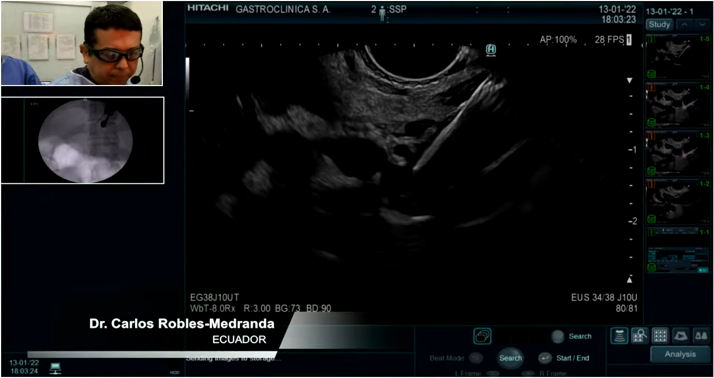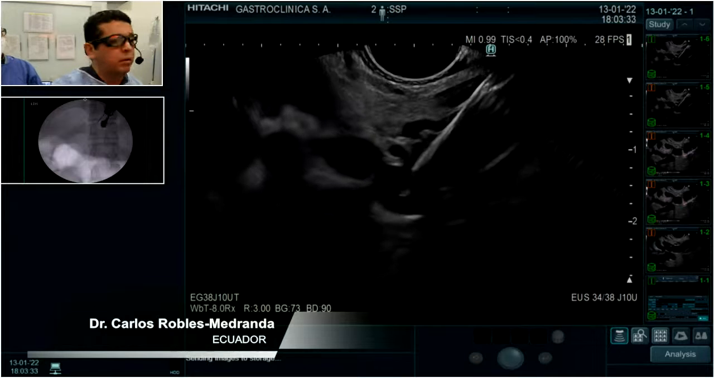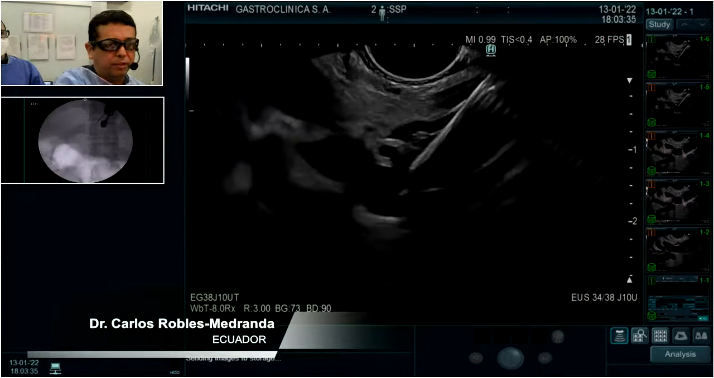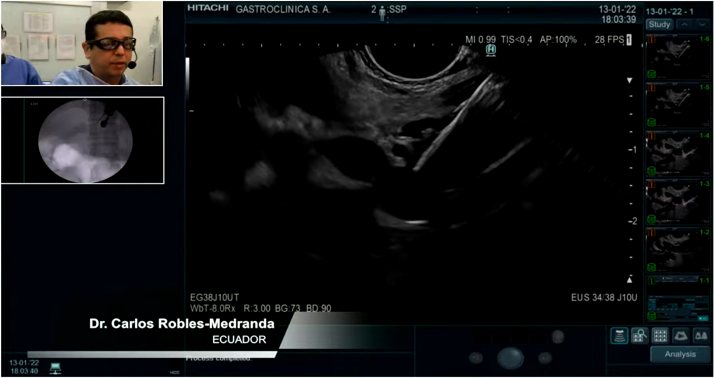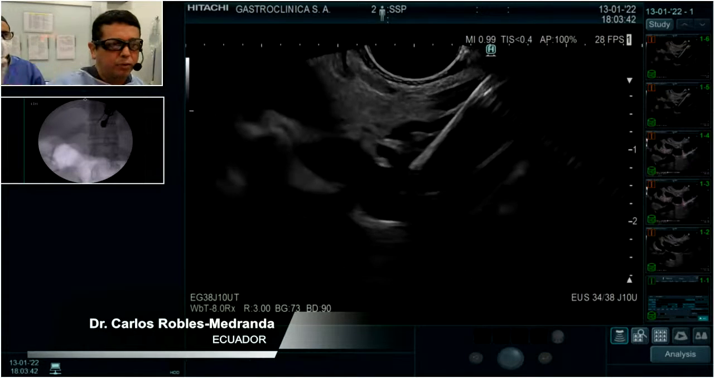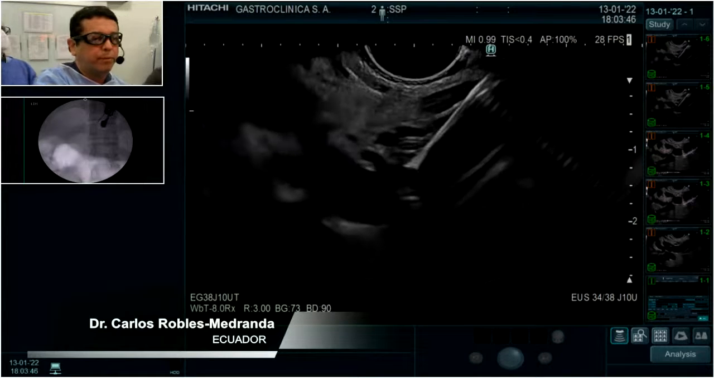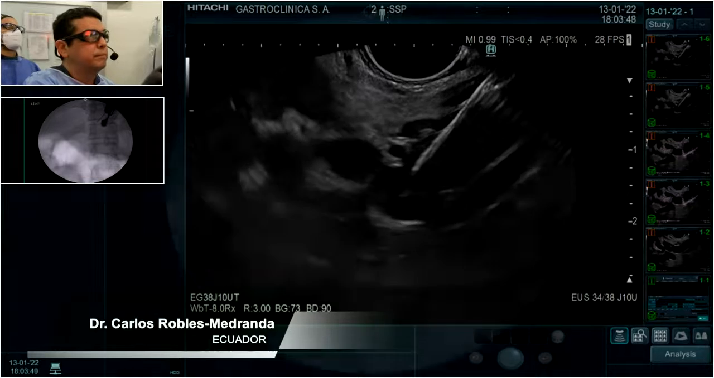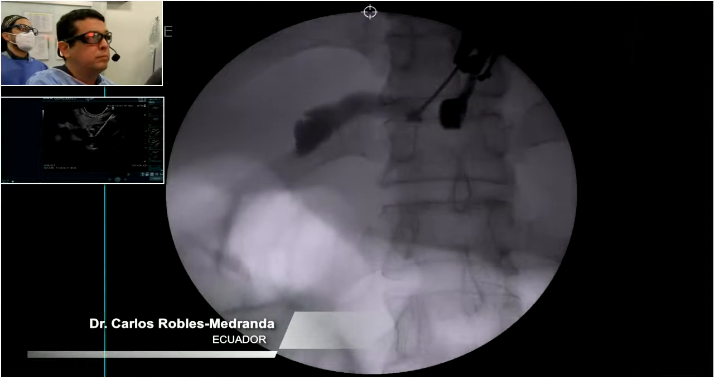So the distal part of this needle is very well observed. You can see here, huh? It's very, very good. I like it. So now I will flush with saline solution. You see, it's very important to remove all the air. And then I will use contrast. And I need to see the fluoroscopy. Fluoroscopía, por favor. So you can see very well.